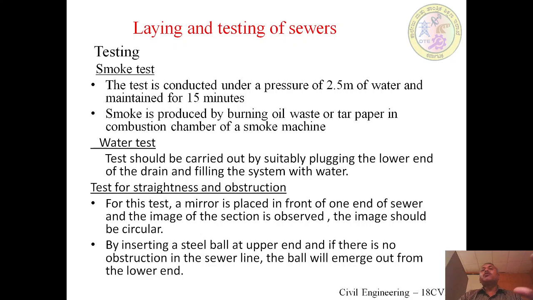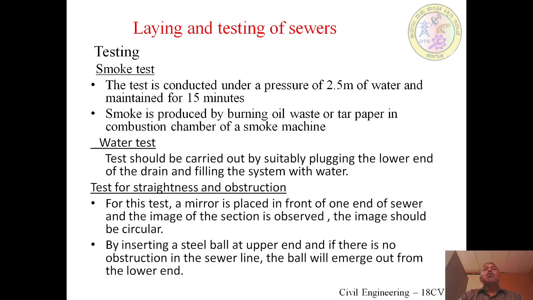Smoke is produced by burning oil waste or tar paper in the combustion chamber of a smoking machine. Whenever smoke is allowed through the pipes, we can see if any loose joints are there, as the smoke will come out through the joints. That's how we can identify leakage of joints.